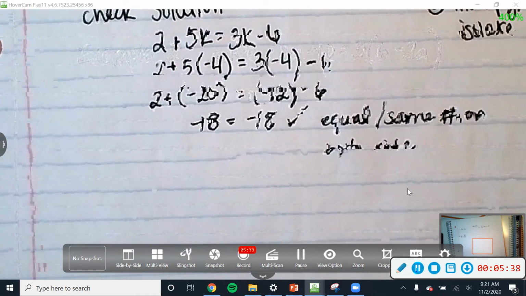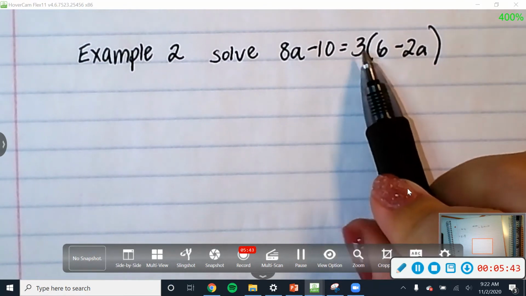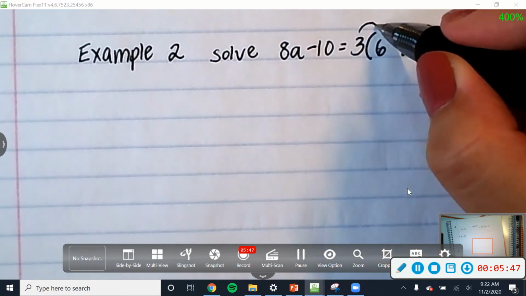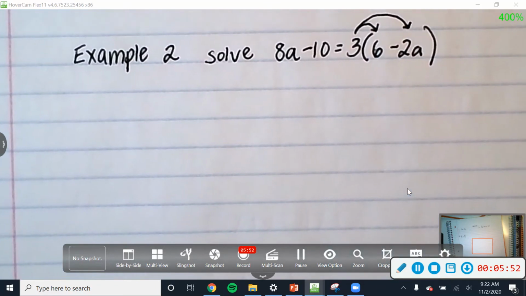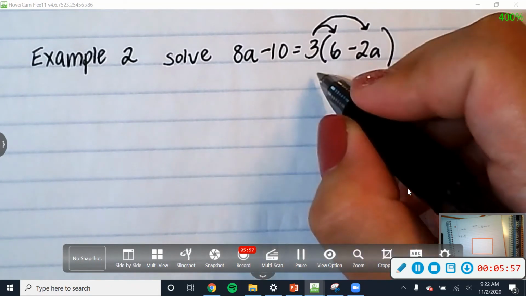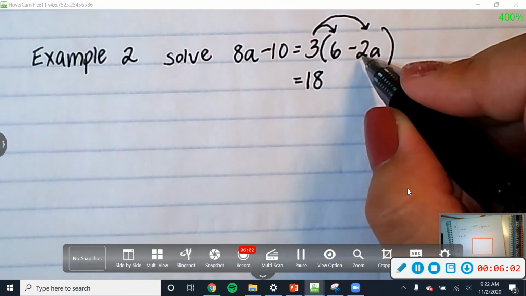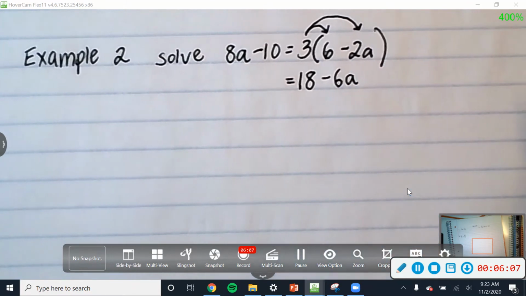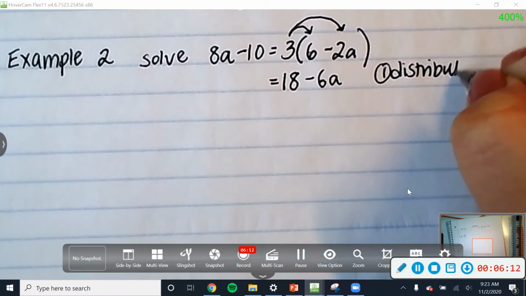Alright, let's look at a different problem. Very similar way to solve. In this case, we have parentheses and then a number on the outside. So what we're going to do here is we're actually going to start by distributing. Normally, whenever you see these parentheses, you can just distribute right away. So we can distribute the 3. So that means I'm going to multiply 3 times 6 to get 18, and 3 times negative 2a, which is negative 6a, or minus 6a. So our first step here was that we distributed the number on the outside.